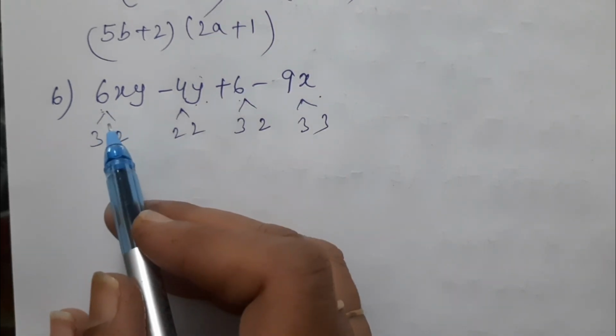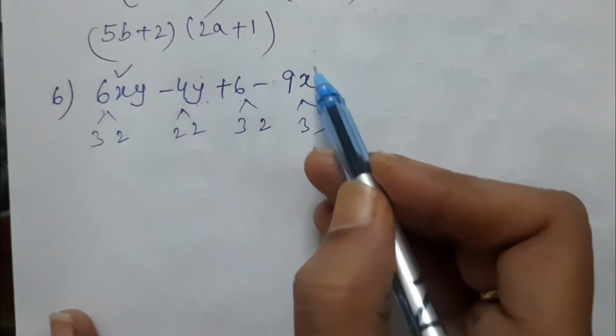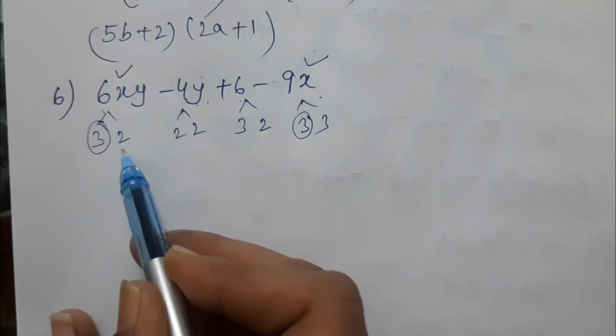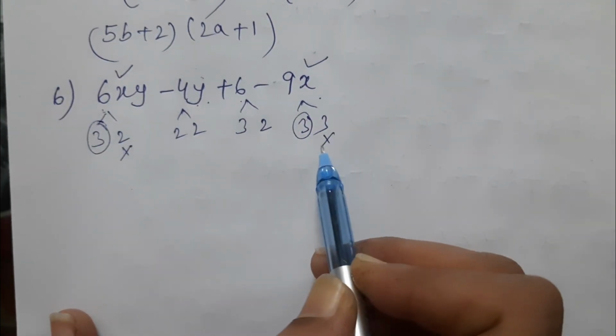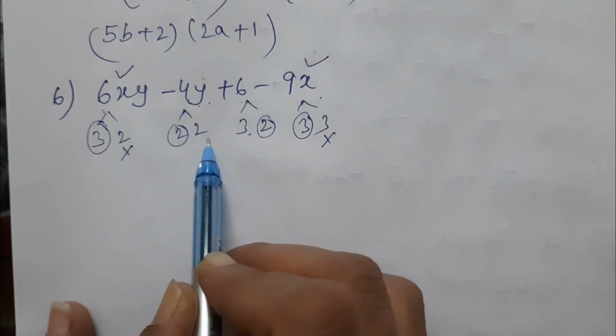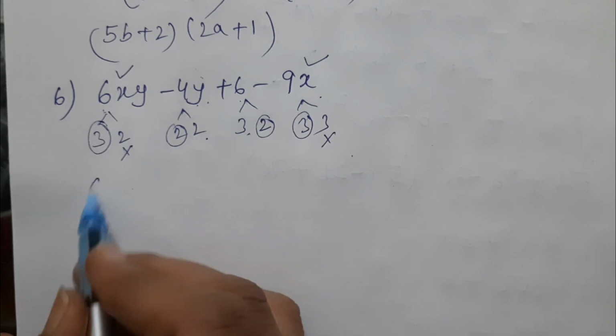So here we'll plan for arranging like after 6 we'll bring 9, so that 3 and 3 can be taken common. We'll have 2 and 3 in the bracket. Now here also if we take 2 common, we are having 3 and 2 in the bracket. So how are we going to arrange the number?